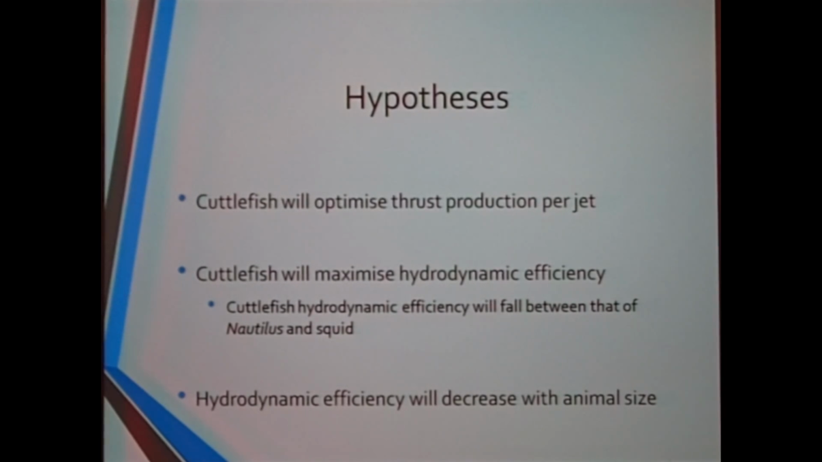In carrying out these experiments, we wanted to answer three key hypotheses. We thought cuttlefish would try to optimise their thrust production per jet, so we expected them to produce formation numbers around this 4 mark. We also thought cuttlefish would try to maximise their hydrodynamic efficiency. We thought cuttlefish efficiency would fall between that of nautilus and squid, because of the intermediate morphology of the cuttlefish, where they've retained the cuttle bone, so they can't expel as much water per jet event, but they're not as restricted as the nautilus with the large external shell. We also thought hydrodynamic efficiency would decrease with animal size. Previous work looking at squid paralarvae and as squid develop has found a decline in the efficiency of the jets as they get larger in size.